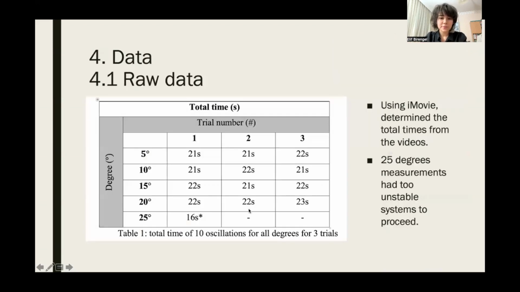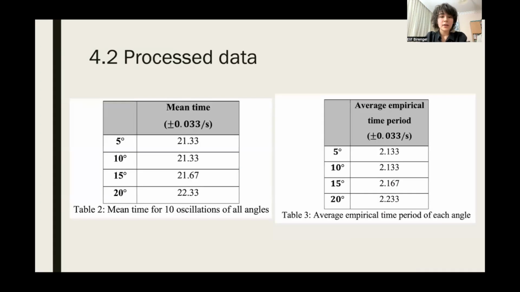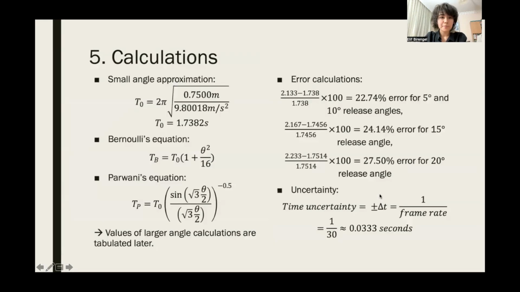So this is my data. Using iMovie, I get this. For the 25 degree angle, it became too unstable, so I just decided not to proceed with that. This is my processed data. So this is the mean time for 3 trials, and this is the average empirical time, divided by 10, so that it's just the time period.